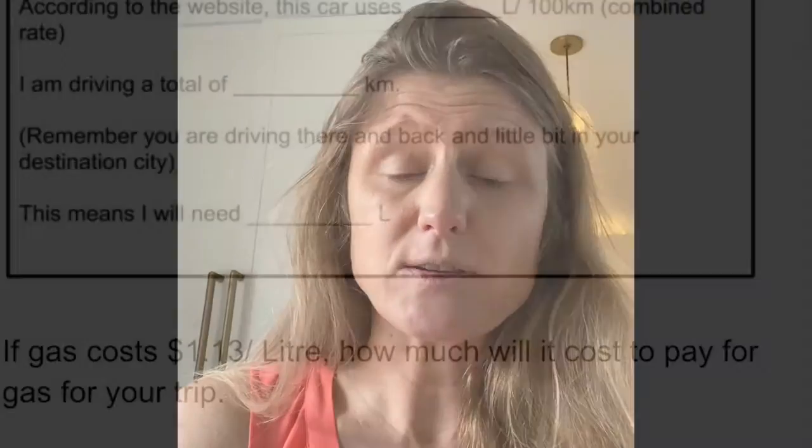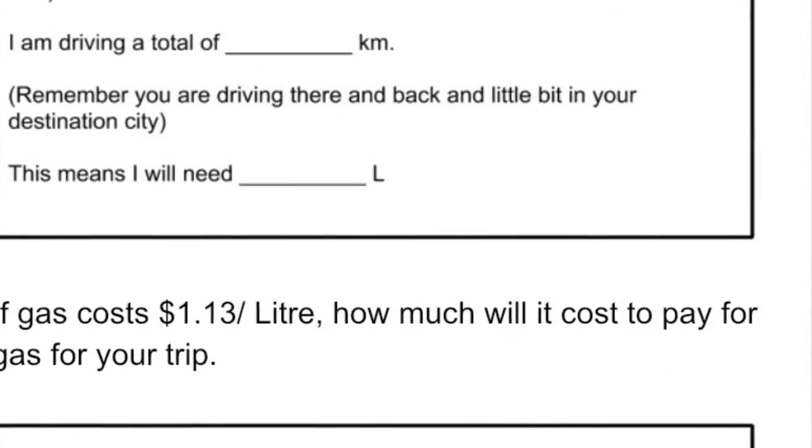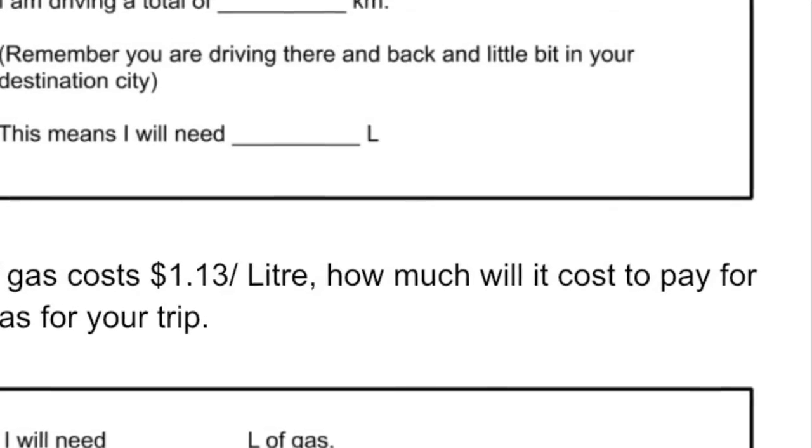And now let's look at the last page of the assignment where we're going to fill in the information about the gas consumption of the vehicle and how many kilometers we're driving, and we're going to calculate the total cost for gas for our rental car. Okay, so I need to fill in the last 2 boxes from the assignment. I need to fill in the name of the car that I'm renting. I'm renting a Nissan Qashqai.